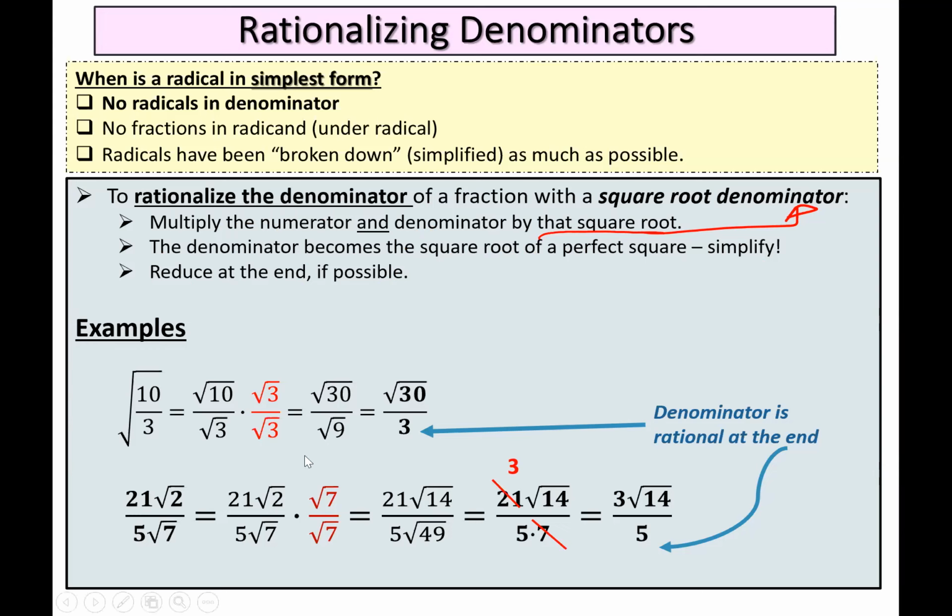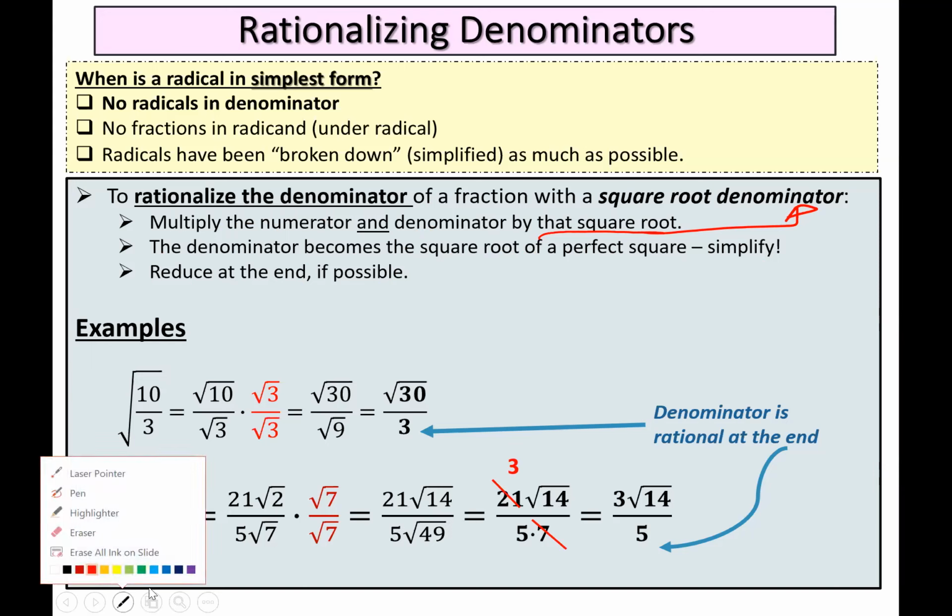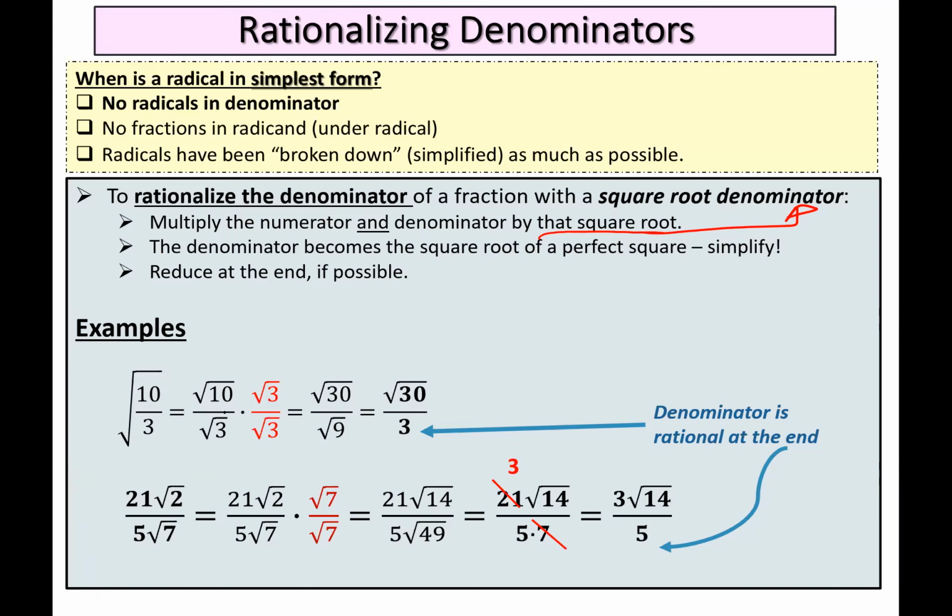Let's take a look at some examples that have been done for us. Here's the first one, the square root of 10 over 3. First, notice how it's been split apart into the square root of 10 over the square root of 3. Now that by itself can't be simplified. I can't break down the square root of 10 into perfect squares. I can do 2 times 5, but that doesn't help anything. The square root of 3 can't be simplified either.